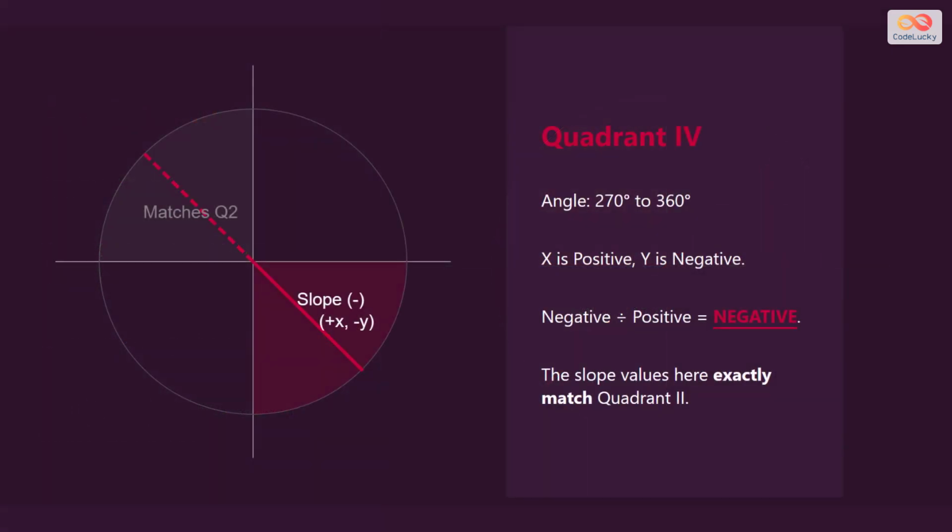Finally, in the fourth quadrant, x is positive and y is negative. This results in a negative slope. These values perfectly match the pattern from the second quadrant. So, the second half of the circle is just a copy of the first half regarding slope.